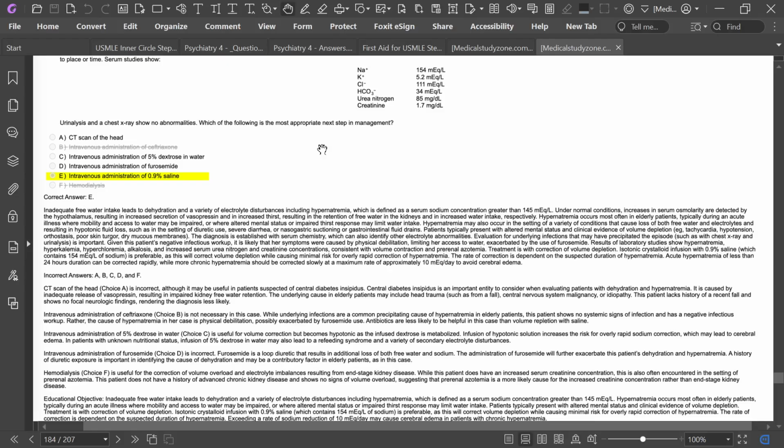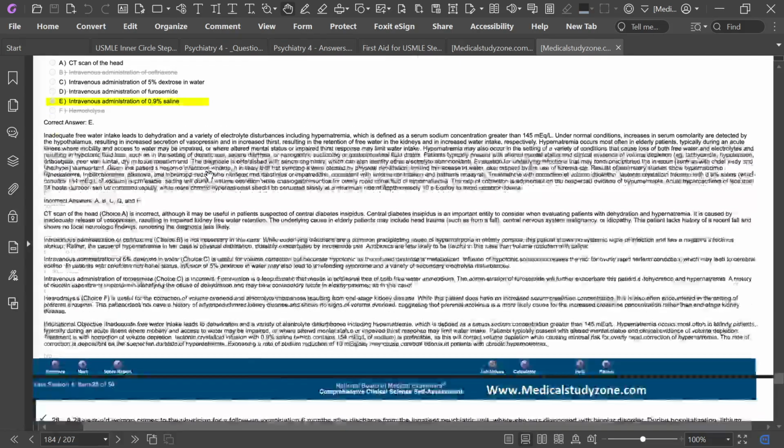I'm not getting why we are giving this. Okay, so which one would you like? What was the other answer that you were thinking of? We can give this option C. Okay, intravenous administration of 5% dextrose in water is useful for volume correction, but becomes hypotonic as the infused dextrose is metabolized.